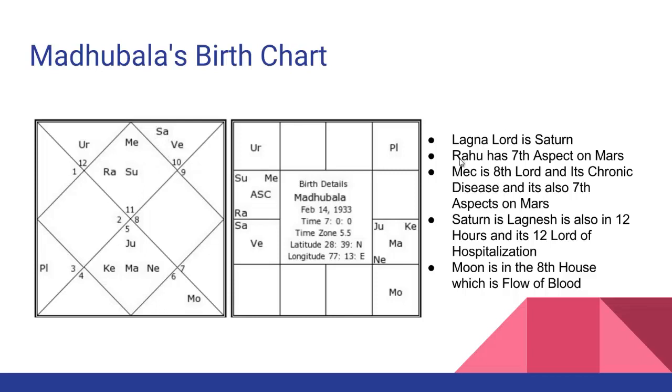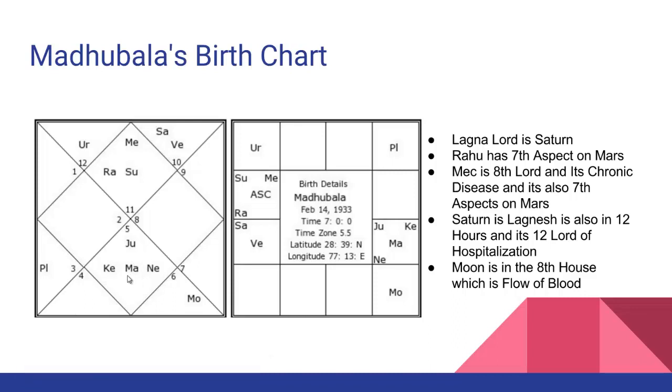You can see Rahu is a malefic planet. Rahu has a 7th aspect on Mars. Mars is in the 7th house. So if we count the aspect, there is 1, 2, 3, 4, 5, 6, 7.